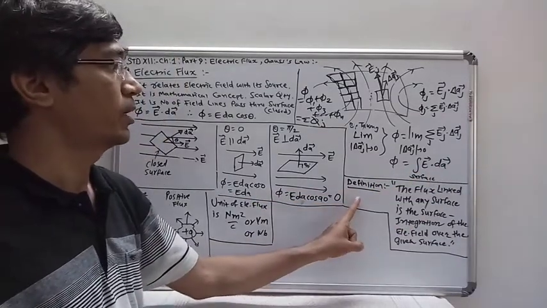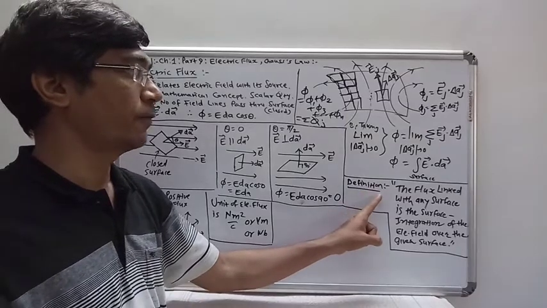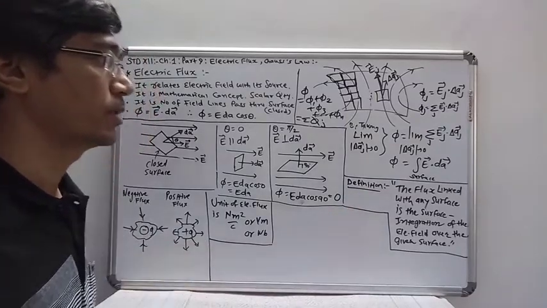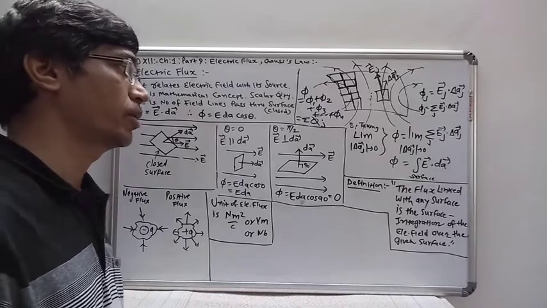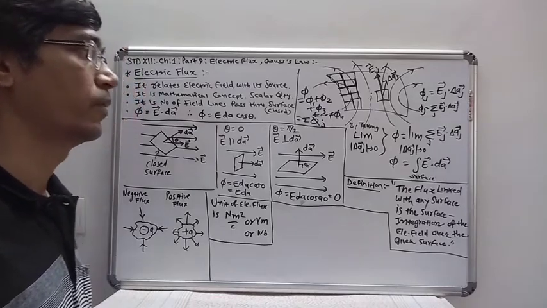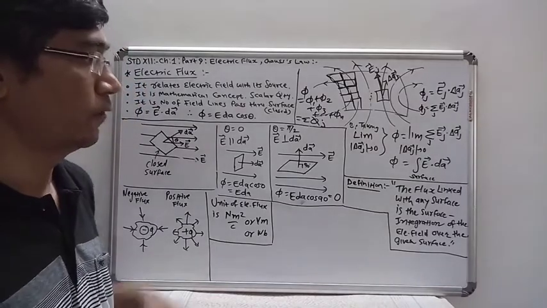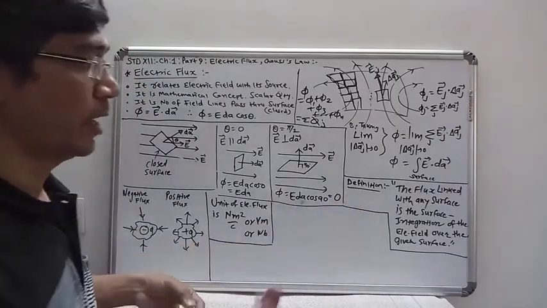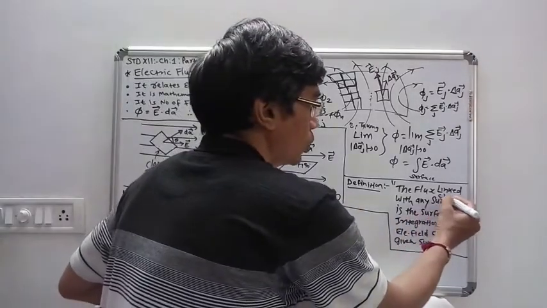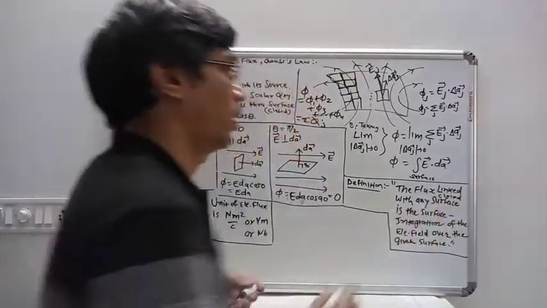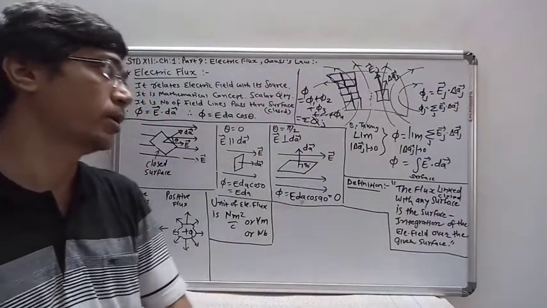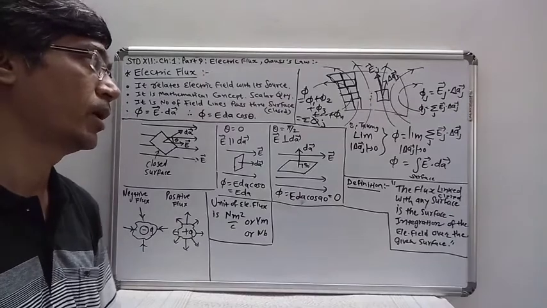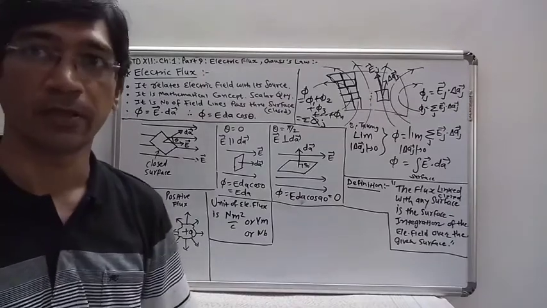The definition of the electric flux: the flux linked with any surface is the surface integration of the electric field over the given surface. Again, what is the definition? The flux linked with any surface, here any surface means any closed surface, is the surface integration of the electric field over the given surface.